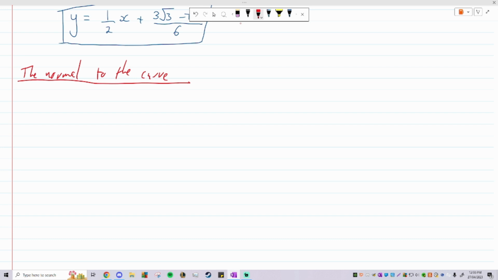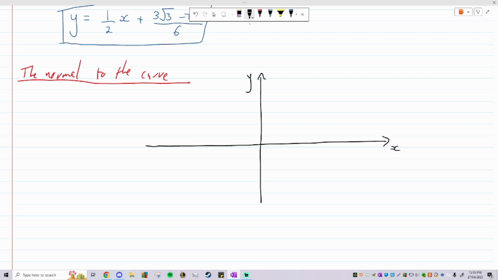The normal to the curve. Now, this is, again, very, very similar. What we're looking at, if I have a much straighter Cartesian plane here, y and x, I'm again going to draw in my parabola for a curve. Looks almost more like a quartic, but that's okay. And let's look at the point, again, (2, 4).